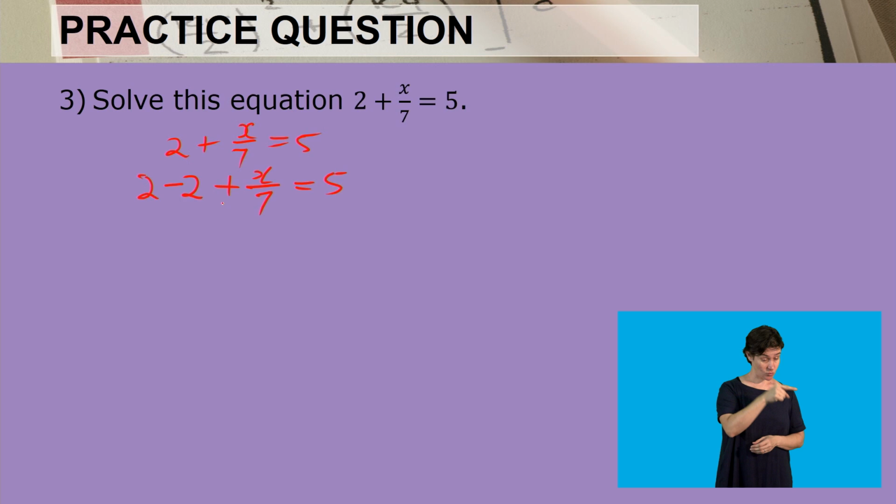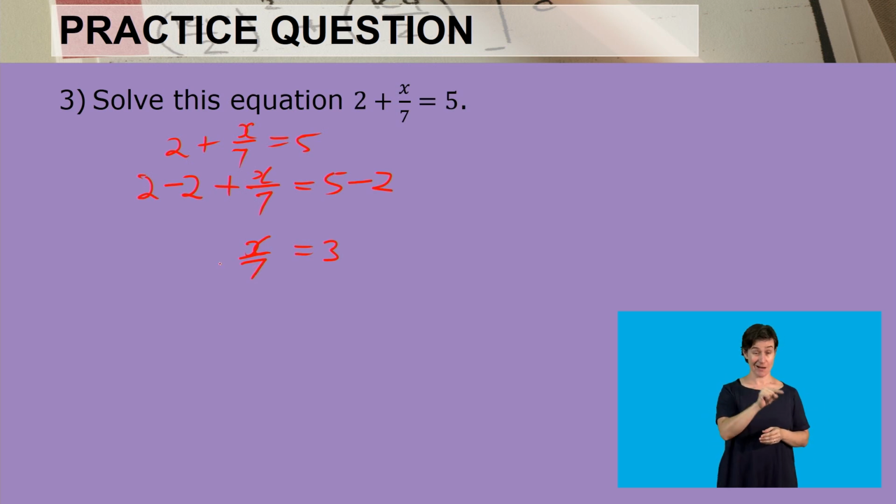What we have done on the left is subtract 2, so we're going to subtract 2 on the right as well. And so 2 subtract 2 is 0, which leaves us with x divided by 7 on the left. And on the right, we have 5 minus 2, which is 3. Then we have the denominator, which is 7.